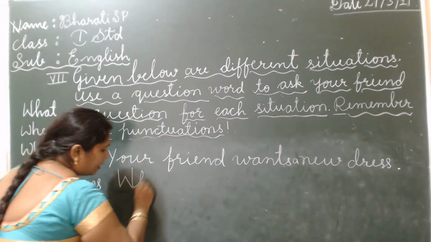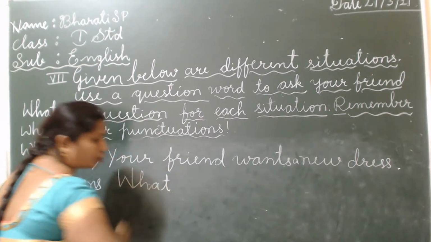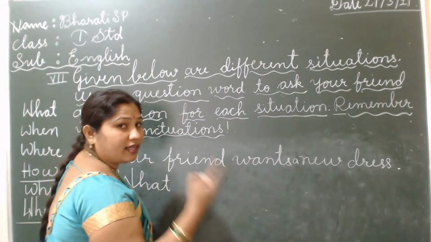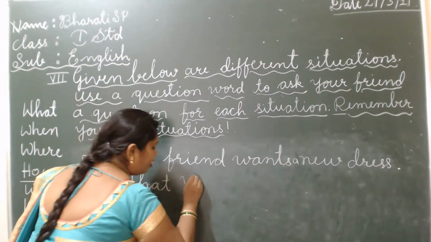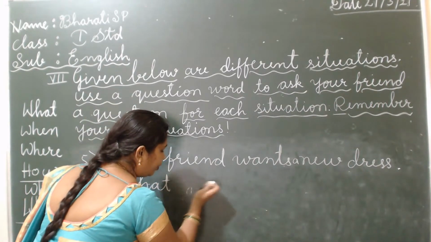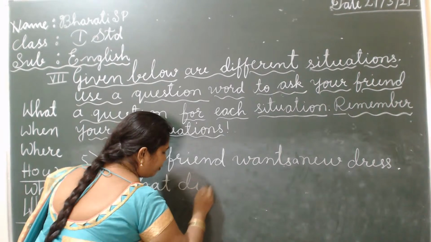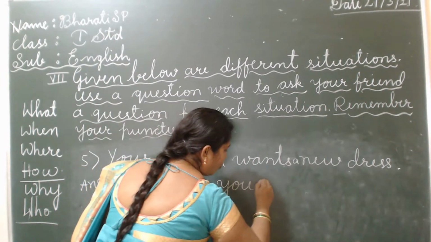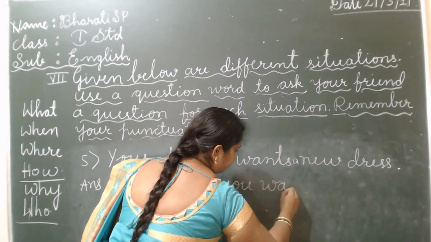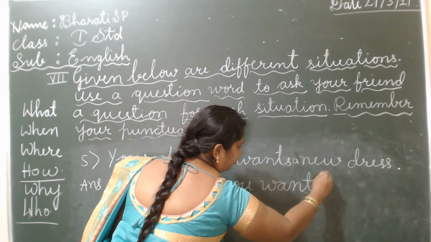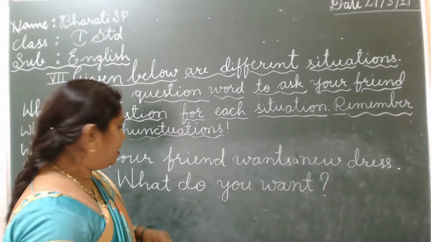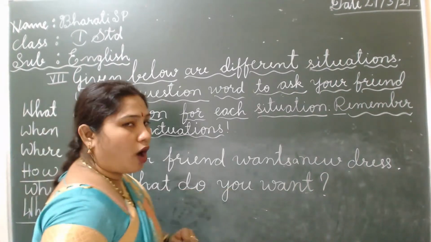Use WHAT first, the question word. Later, what you are asking, a person before. Then use what first. What do you want? Give a question mark. And you want a pencil. Yes, what do you want?